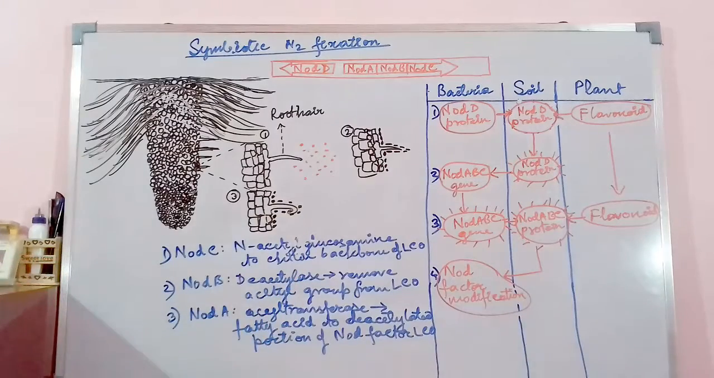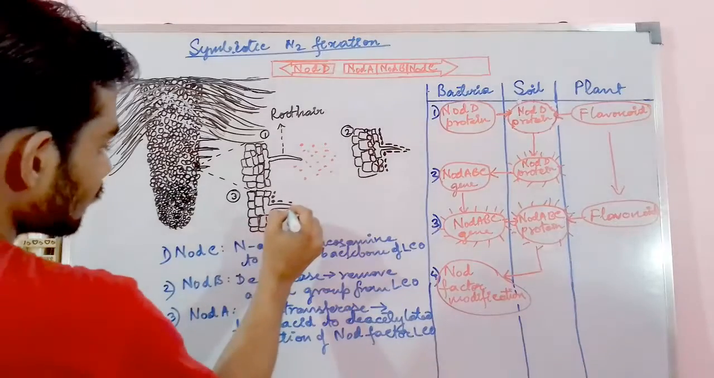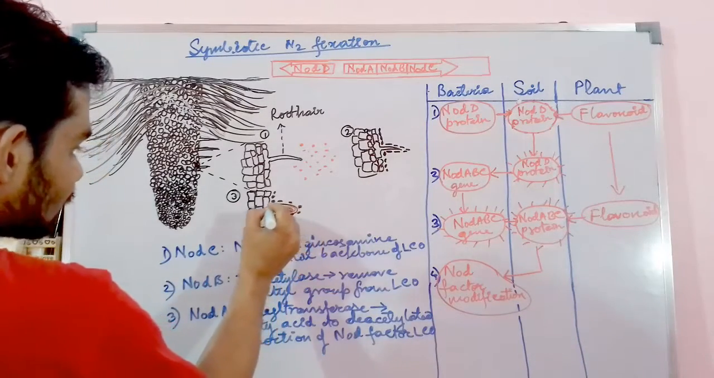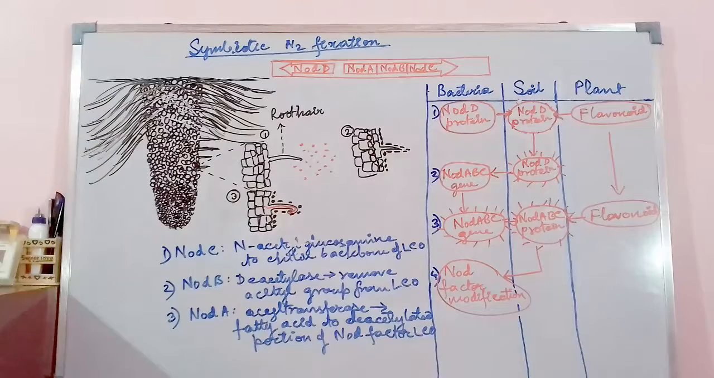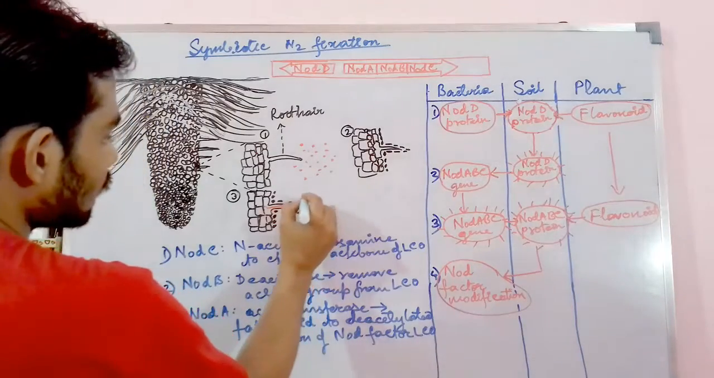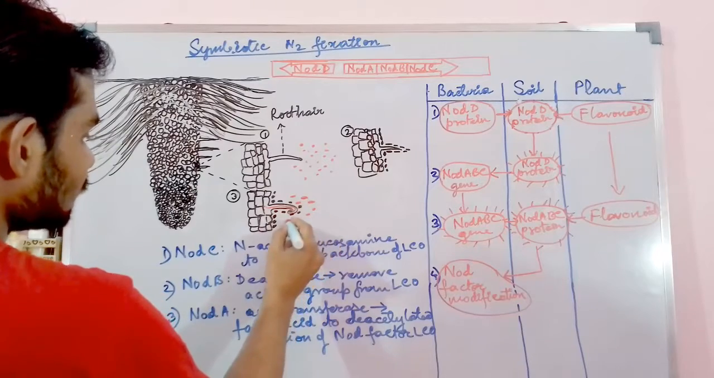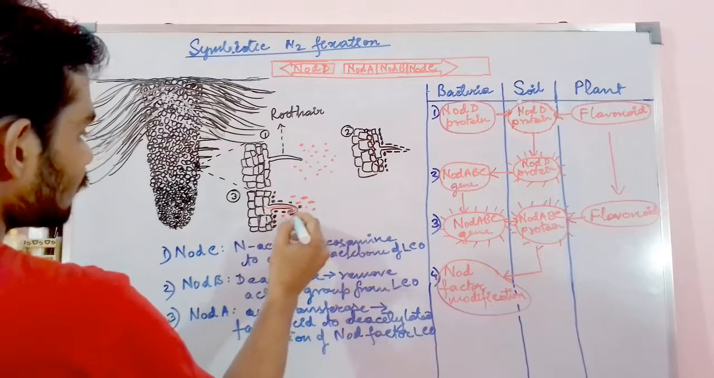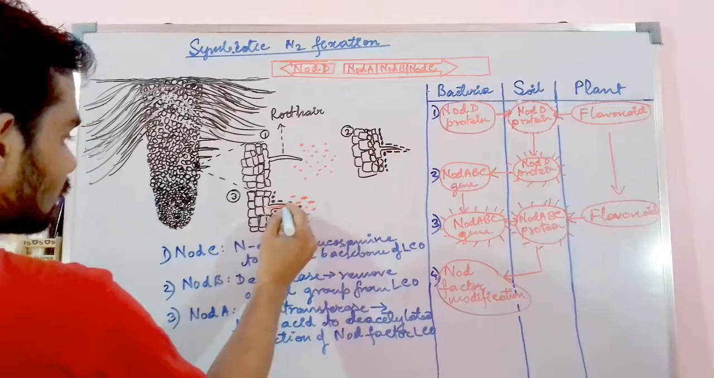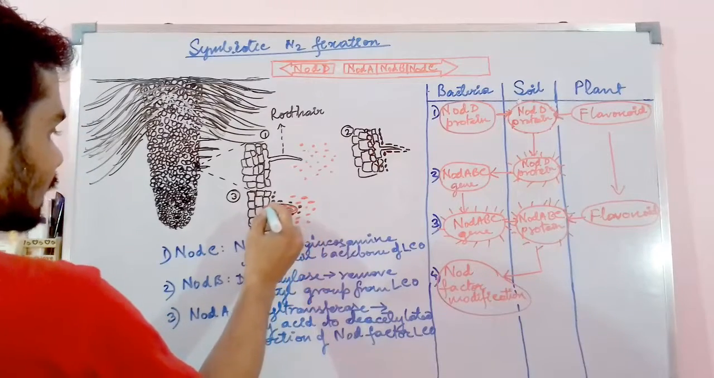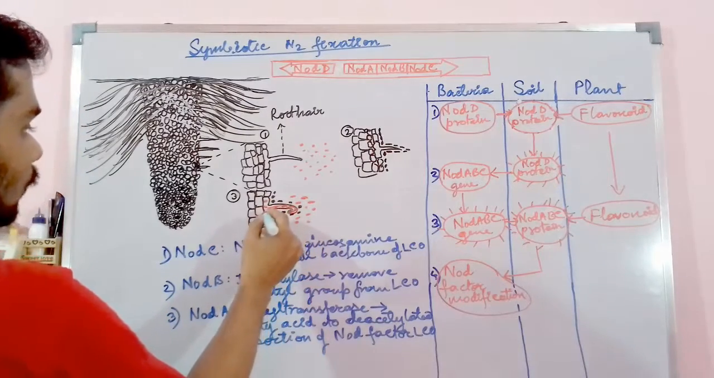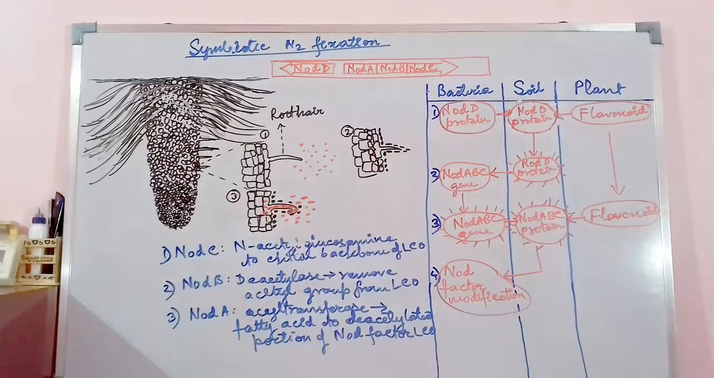Now, along with the coiling, it will develop an infection thread. This is what the infection thread will look like, this red colored thread area. Now through this infection thread, the rhizobium bacteria, which is present in close contact with the root hairs, will start entering through the root hair cells into the primordial area or the cortical zone of the cell division.